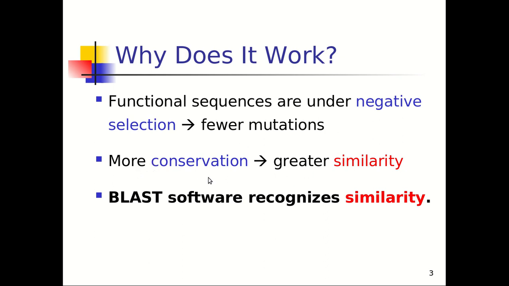So more conservation and greater similarity. If things don't change between, say, a gene in a fly, a gene in a human, and a gene in a mouse, if it's conserved, if there's a piece of DNA that doesn't change, it's going to be more similar, and we assume that that also leads to conservation.